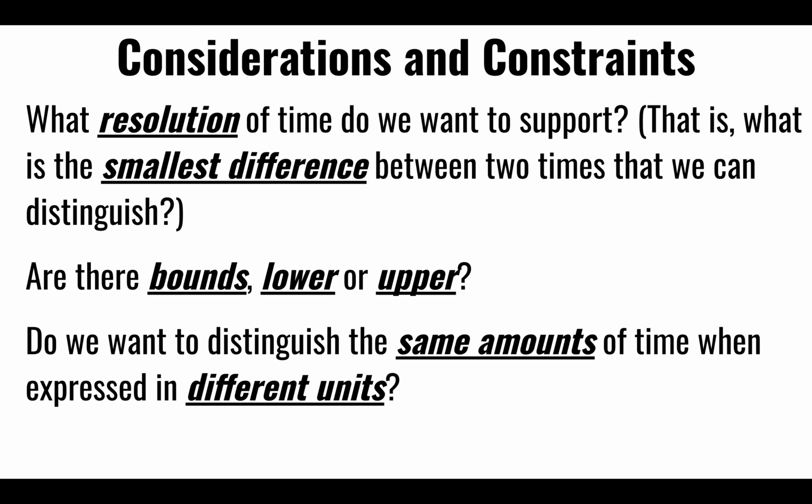How is it that we're going to be able to easily determine that 1 minute is 60 seconds, that 60 minutes is 1 hour, and how do we do the conversion between all these different, disparate ways of representing the same amount of time?